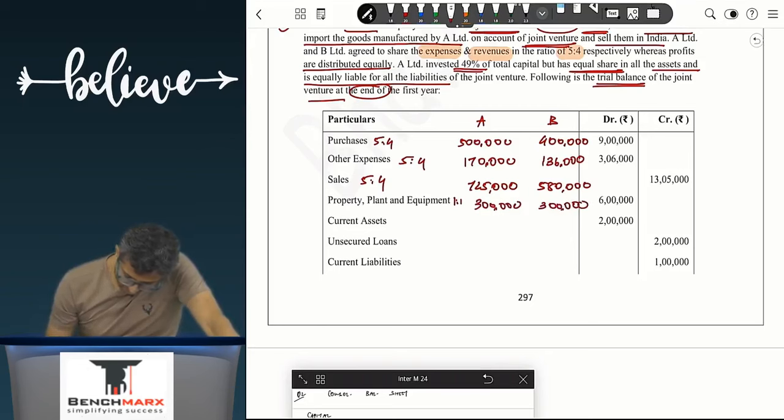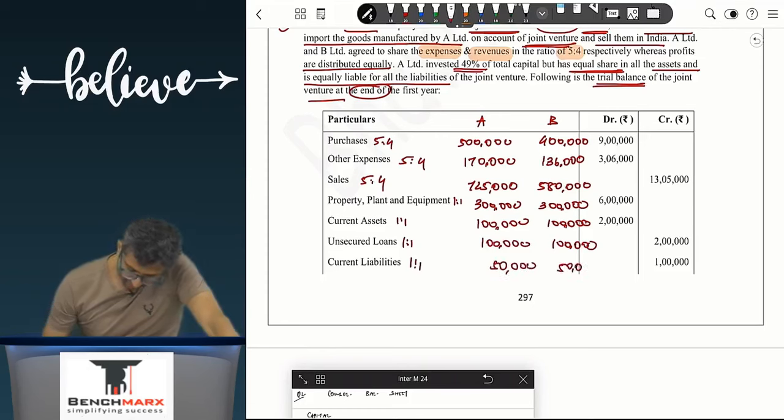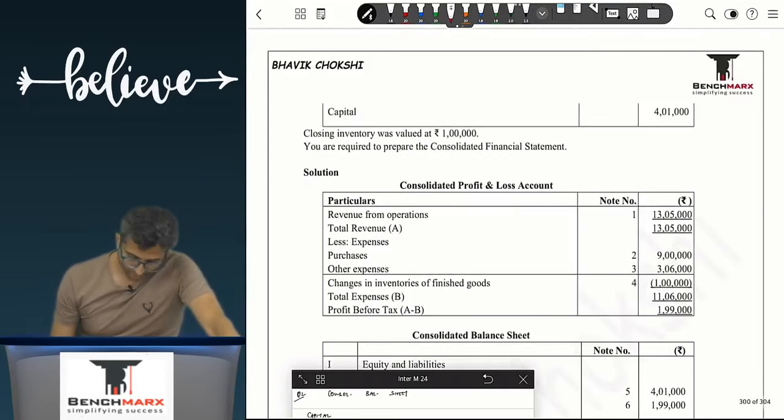Current assets 1:1. Unsecured loans, even liabilities are to be equally split, 1 and 1. Current liabilities 1:1, again 50-50. Capital again 1:1.